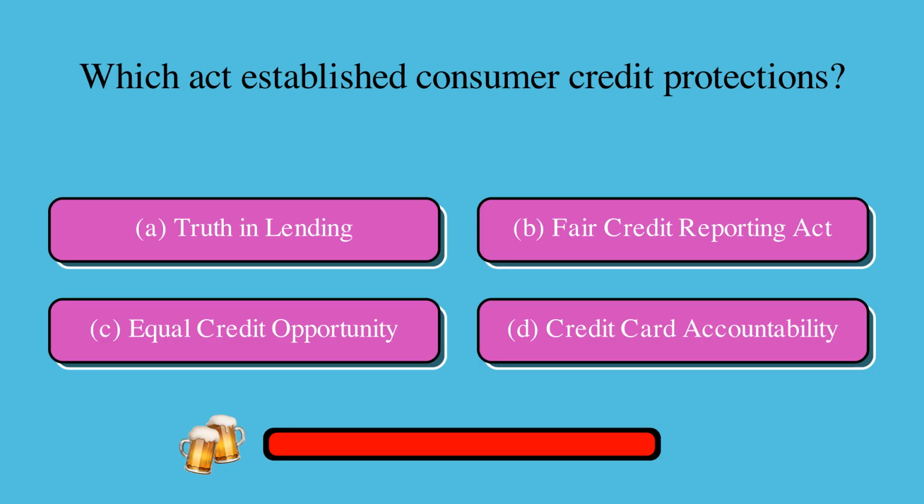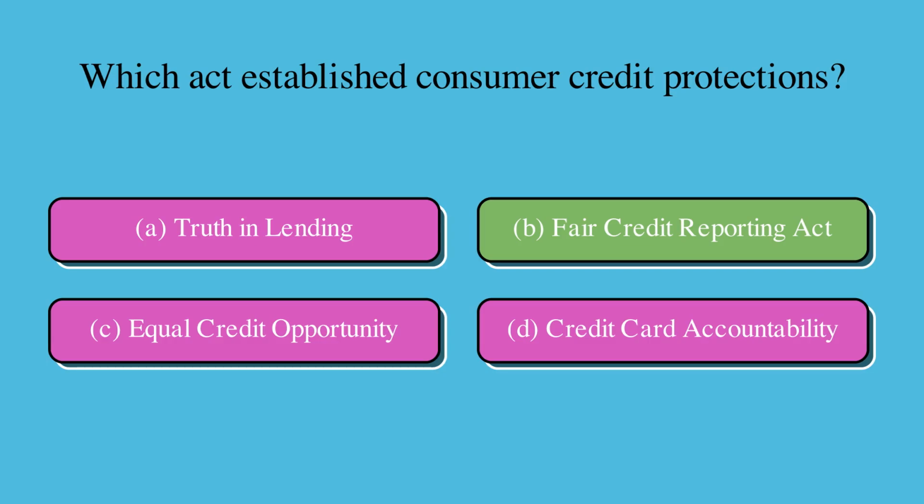Which act established consumer credit protections? Is it A, Truth in Lending, B, Fair Credit Reporting Act, C, Equal Credit Opportunity, or D, Credit Card Accountability? The correct answer is B, Fair Credit Reporting Act.